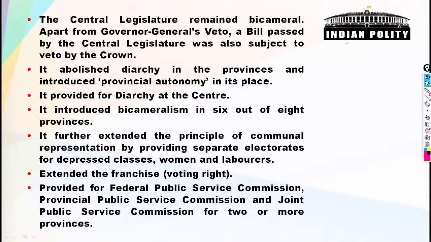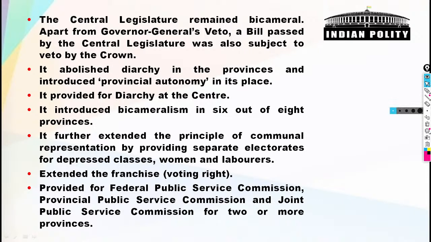Then it extended franchise rights. It extended voting rights to more people. So near about 10% of the Indian population were eligible to vote at that point of time. And it also provided for the establishment of the Federal Public Service Commission, Provincial Public Service Commission, and Joint Public Service Commission for 2 or more provinces. These commissions were to be established to conduct examinations for different services at the center and states. Okay, these are the notable aspects.